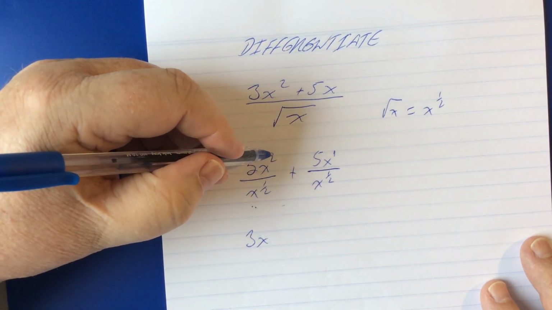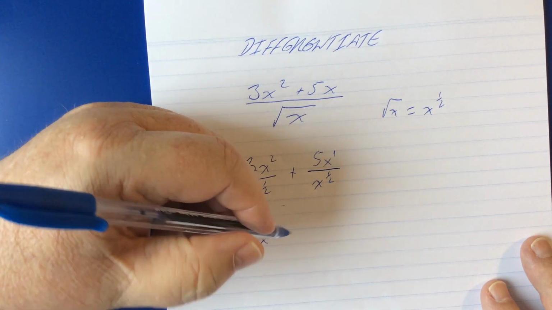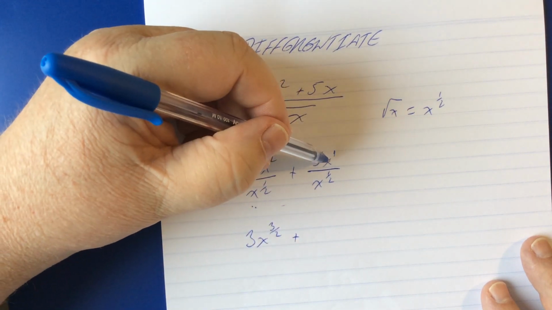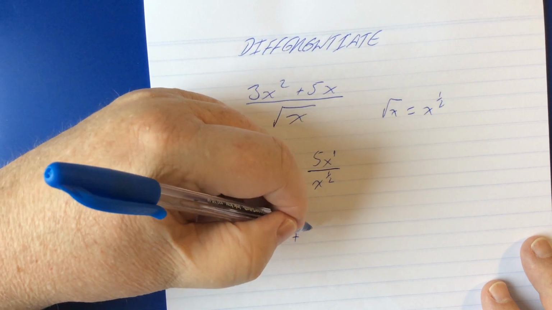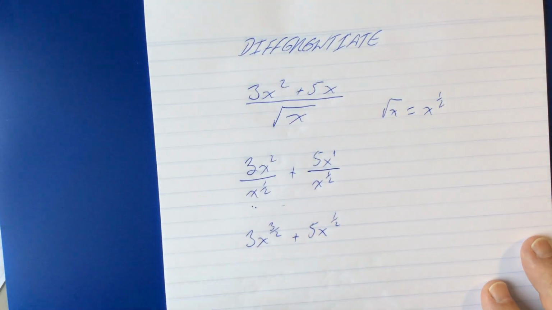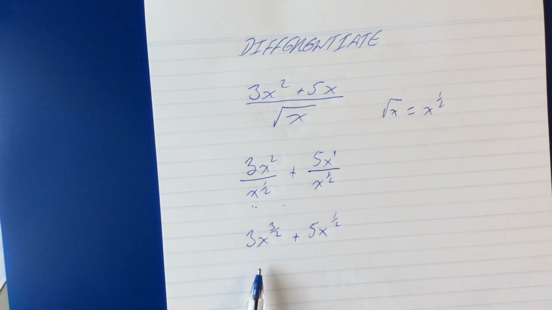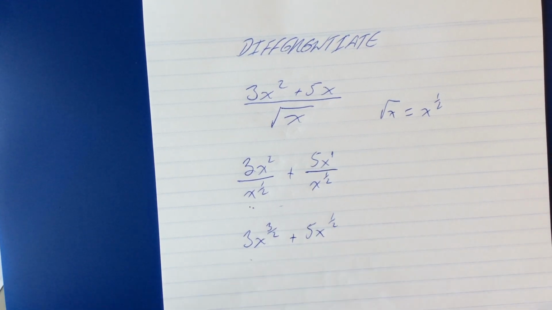3x, now x squared minus a half is x to the power of 3 over 2. And x to the power of 1 minus a half is x to the power of a half. So we now have an expression that we can work with. Each one of these terms is now in index form. That's the way we want it. No denominator.